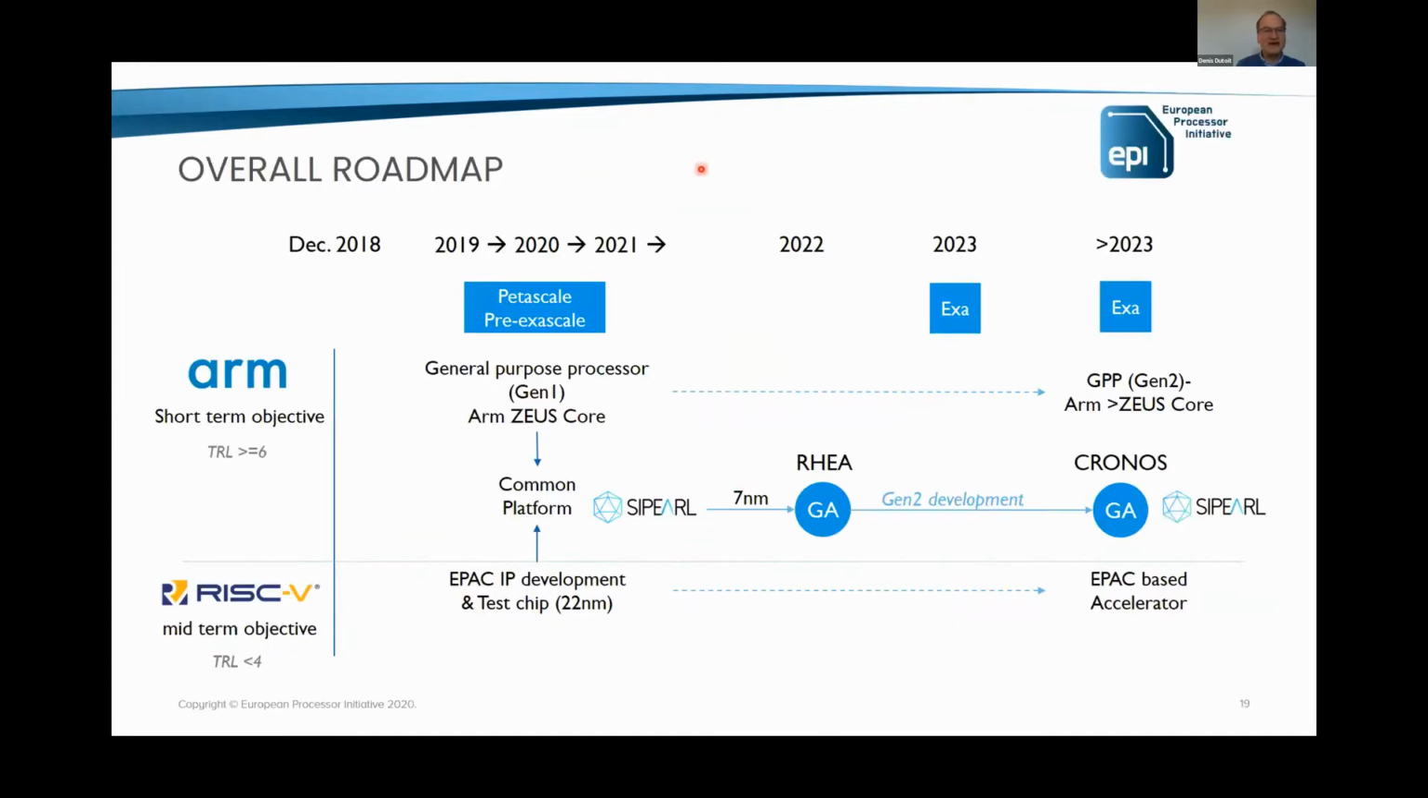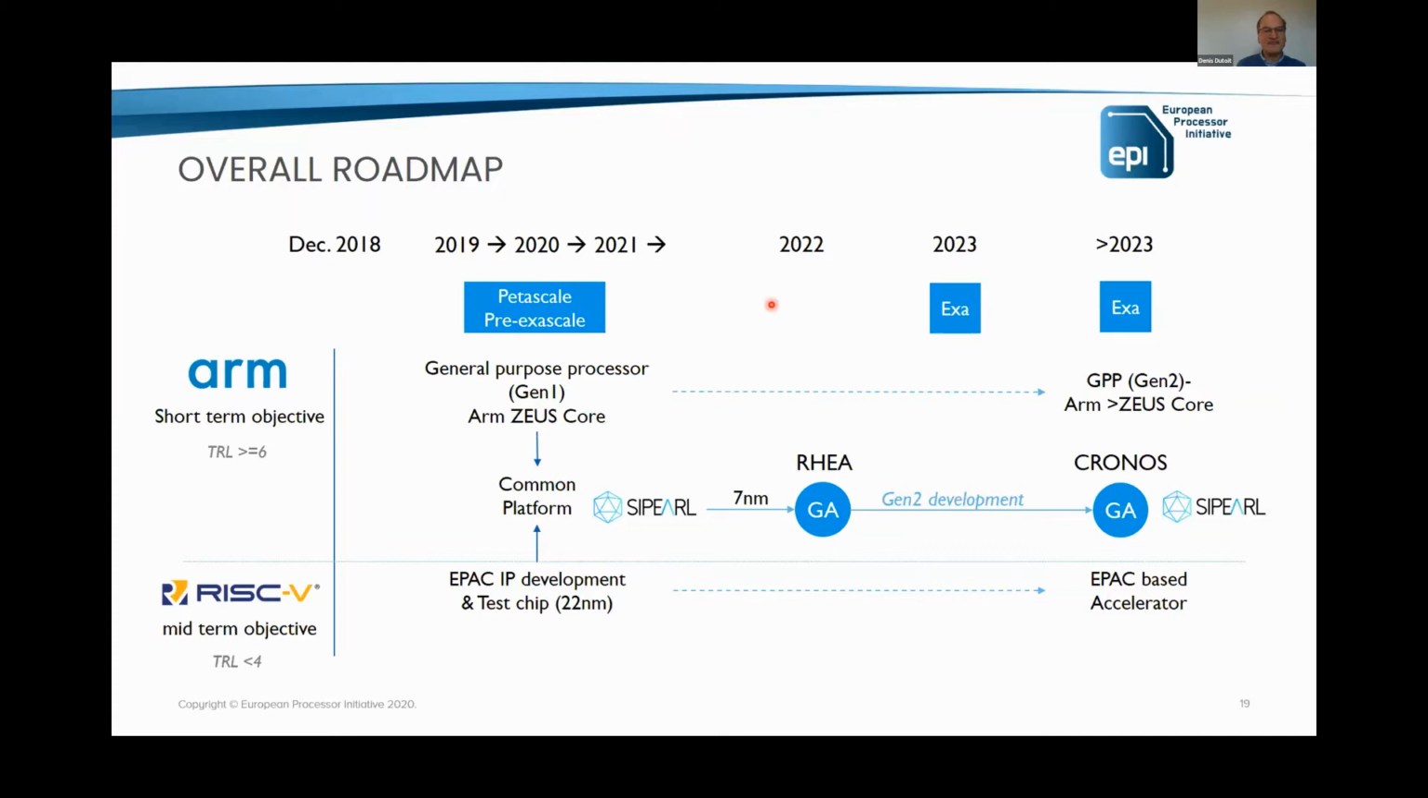This is the overall roadmap with a short-term objective based on the utilization of ARM cores, these are ARM Zeus cores, and a longer or mid-term objective with RISC-V based on RISC-V accelerators. All these heterogeneous computing units are put together thanks to the common platform, with a first instantiation developed with SiPearl. The first instantiation is 7 nanometer, called Rhea, with availability in 2022. This is the time frame of our first phase of the project.